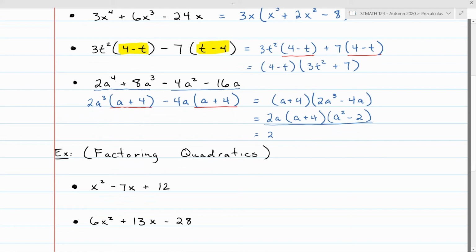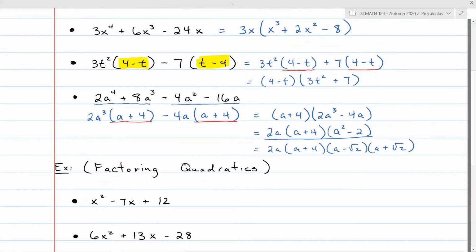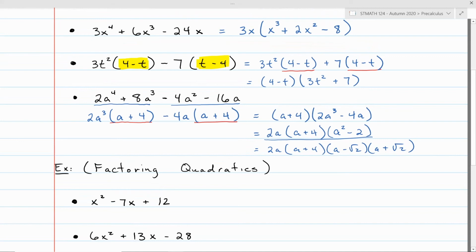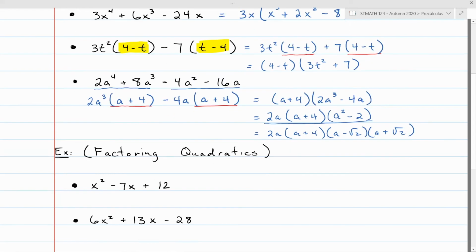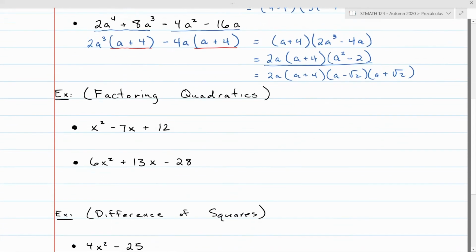You could factor it as 2a times (a plus 4) times (a minus the square root of 2) times (a plus the square root of 2), if you really wanted to. So anyway, factoring is very important, because a little bit later, whenever you have a fraction, sometimes you can factor the numerator, and you can also separately factor the denominator, and then you'll see that you've got common things that can cancel off and give you a simpler expression. So super important to be able to factor.